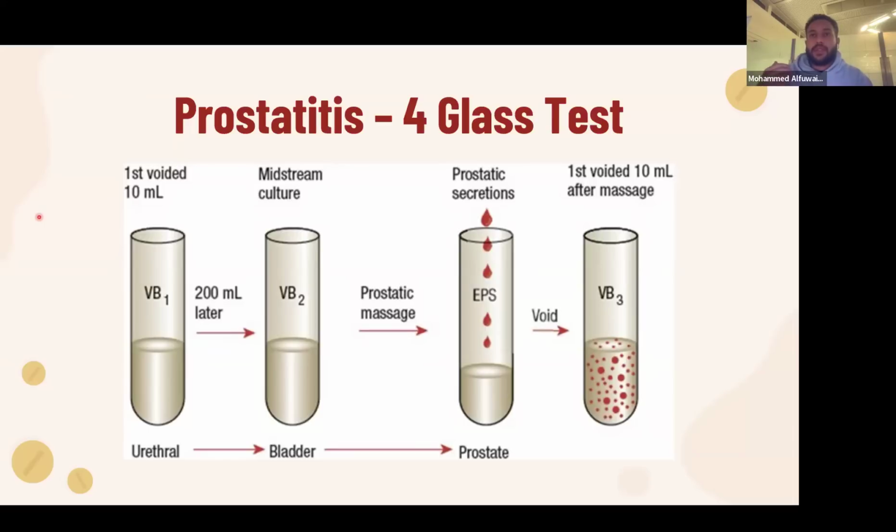Then you want to release prostatic secretions. How do you release prostatic secretions? Massaging the prostate. If you massage the prostate, it will induce prostatic secretions. So you collect that prostatic secretion, and then you see if it has more inflammatory cells, more WBCs, more bacteria than these two samples. Because that means the sample is telling you that the inflammation is coming from the prostate and not anything else. If you could not collect the prostatic secretions, you take the first urination after massaging the prostate.